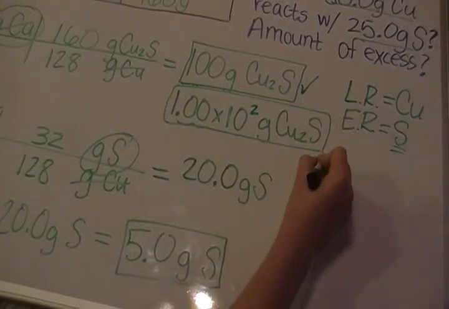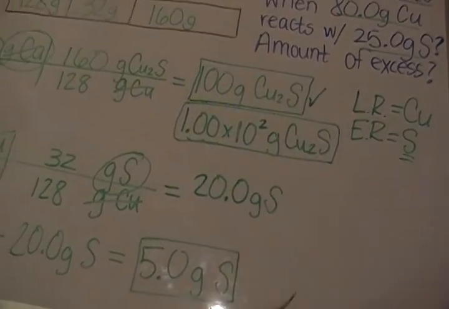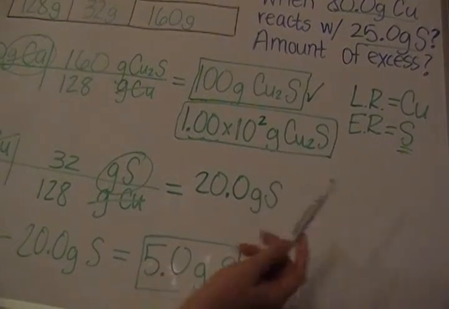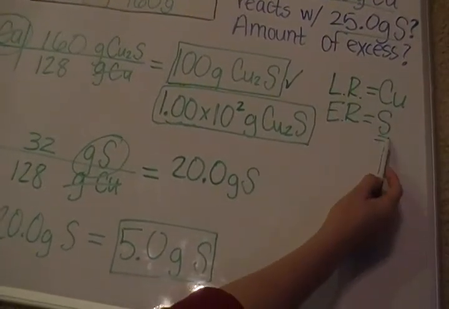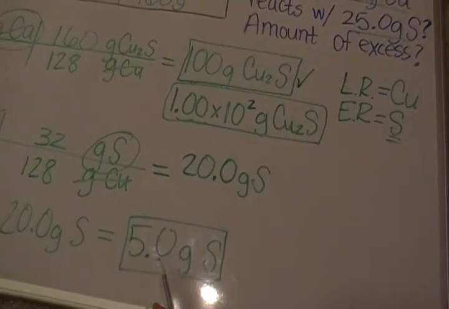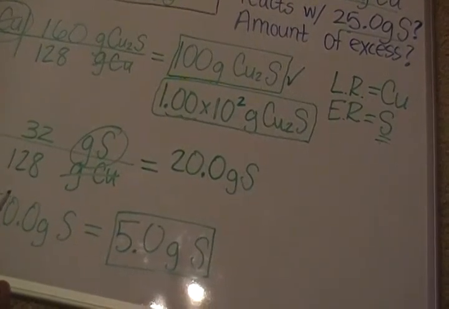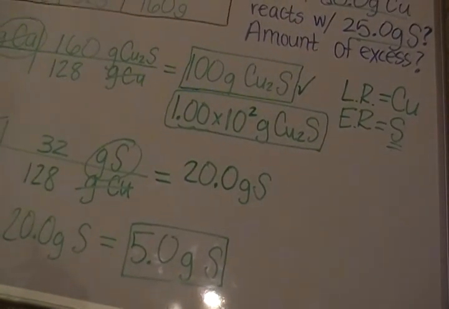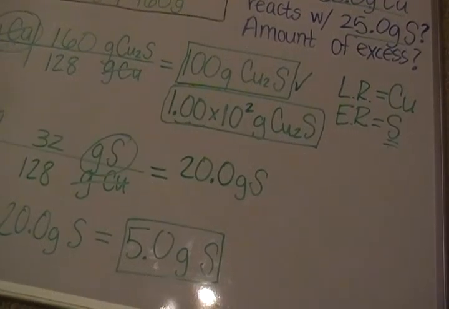So this is actually what I would write for my value for maximum mass of Cu2S. I have my limiting reagent is my copper, my excess reagent is my sulfur, and the amount of excess is 5.0 grams of sulfur. That's how you answer one of these questions on calculating your limiting and excess reagents.